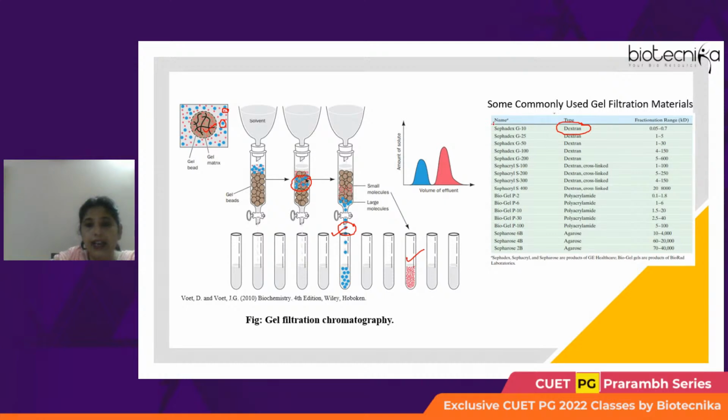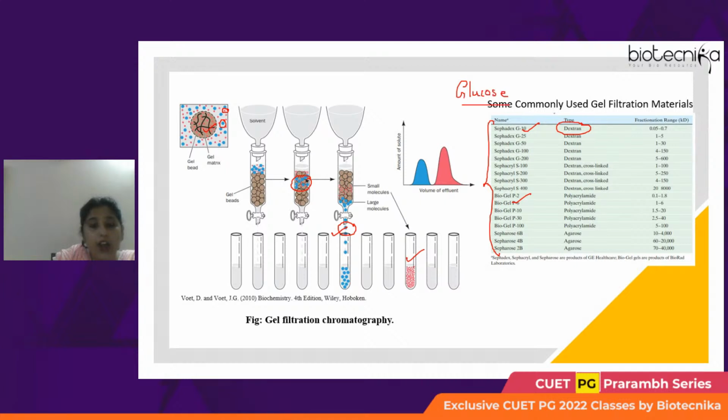Yes, and these are the trade names. These beads are available with trade names, as products of companies like GE Healthcare. Sephadex is a product of GE Healthcare. Bio-Gel is a product of Bio-Rad Laboratories. Yes, so what is dextran? It's a polymer of glucose.